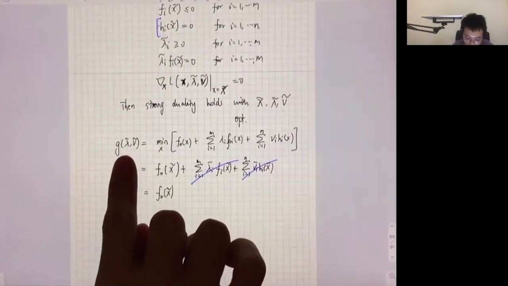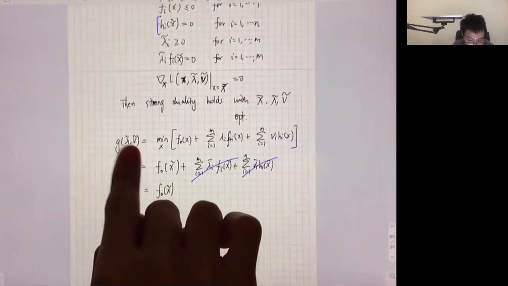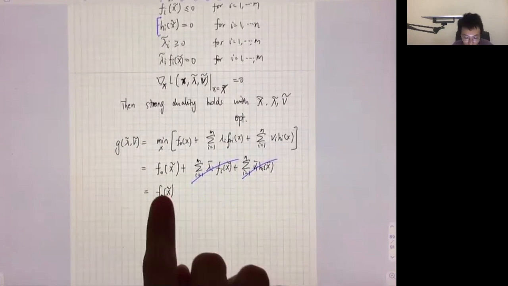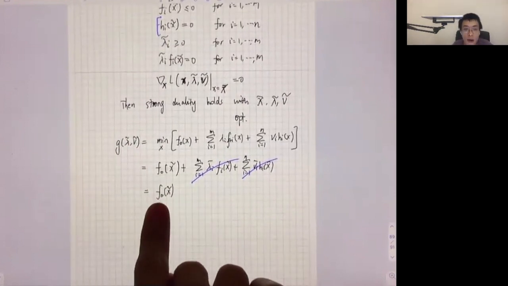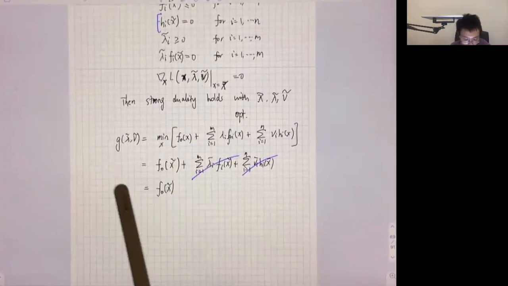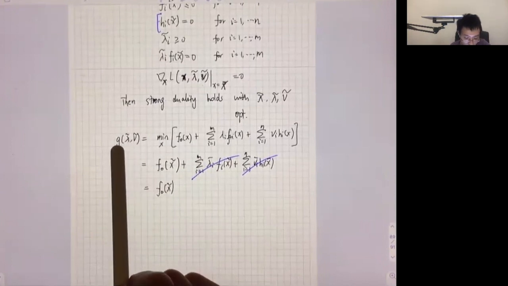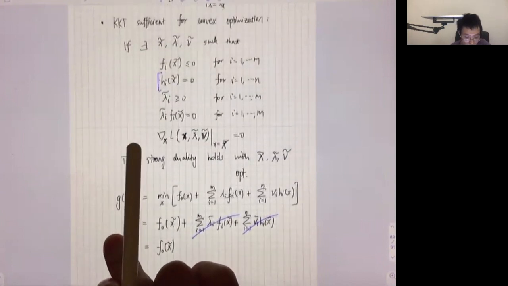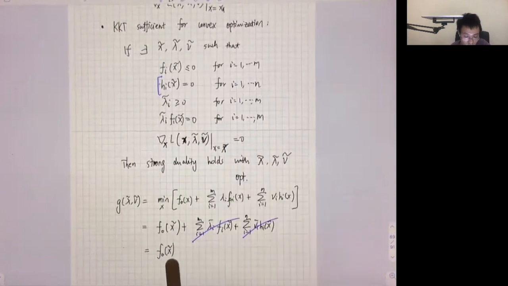So this tells us that lambda tilde, nu tilde makes the Lagrange dual function touch some value of the primal. But I know that the dual function must always be less than or equal to the primal objective, right? If they touch, then the optimum is achieved for both the primal and dual problem. So this shows lambda tilde and nu tilde are the optimum for the dual problem, and here x tilde is the optimum for the primal problem.